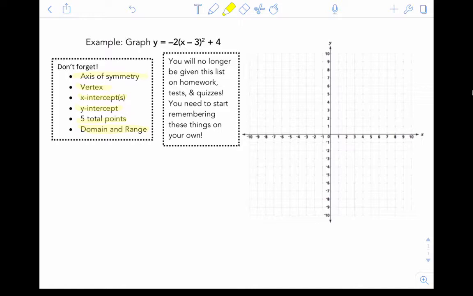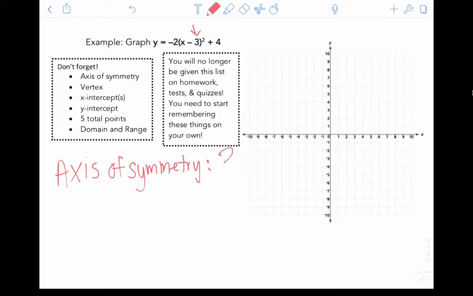So let's go through and start with the axis of symmetry. Well, this is written in vertex form, so I know that my axis of symmetry is that h value right there. Now remember, it's the opposite of that, so since it's x minus 3, the axis of symmetry is a positive 3. So on my graph, I'm going to go ahead and put my axis of symmetry along the 3.